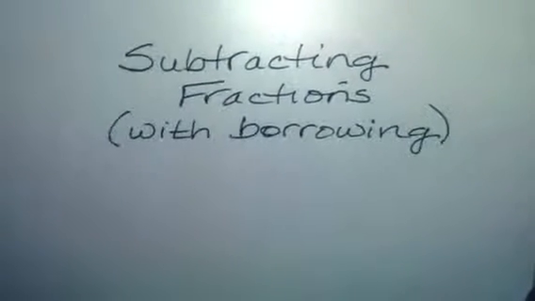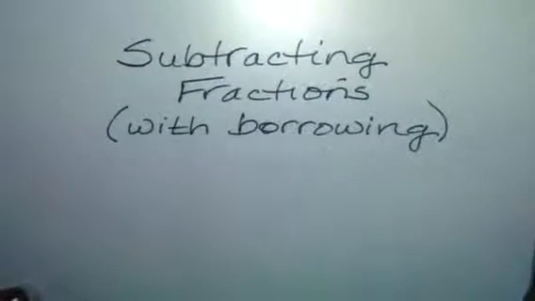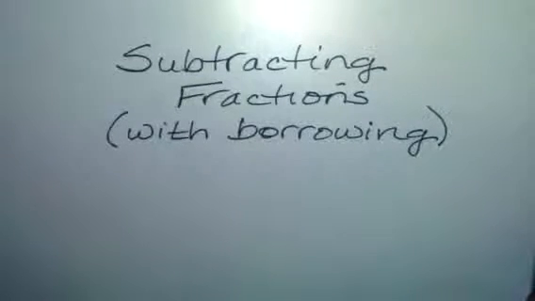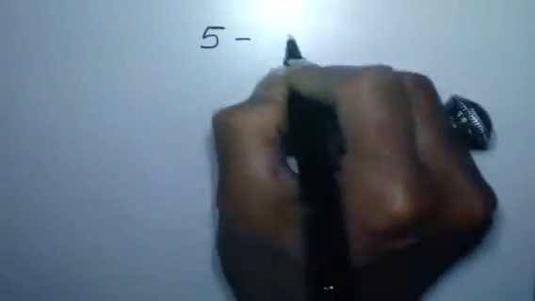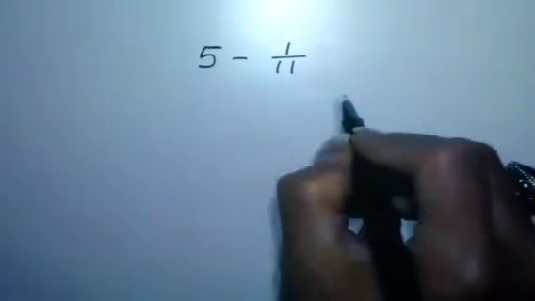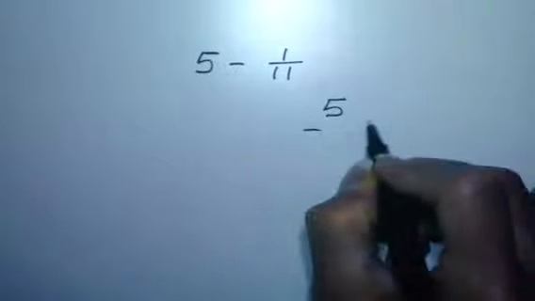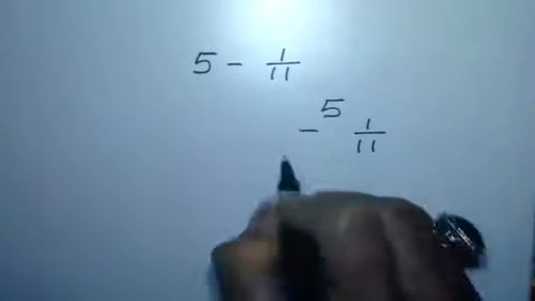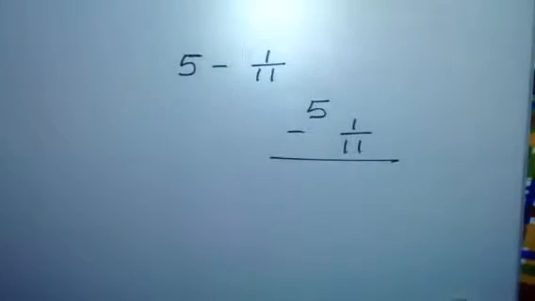We are now going to talk about subtracting fractions with borrowing. In the first example, we will have 5 minus 1/11. Remember, whenever any problem for addition or subtraction is presented horizontally, rewrite the problem vertically. This way you can work with it.